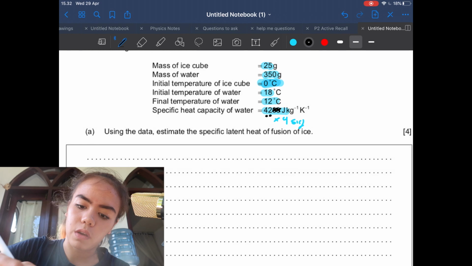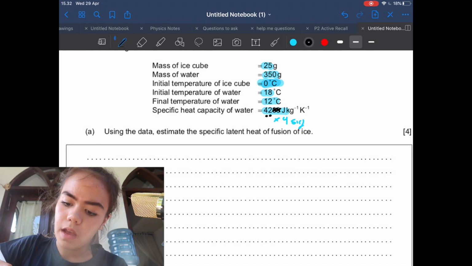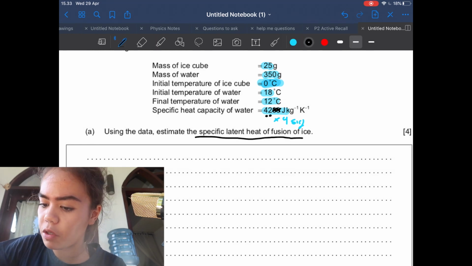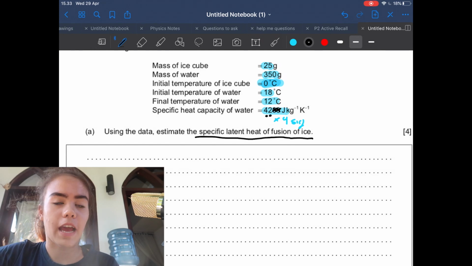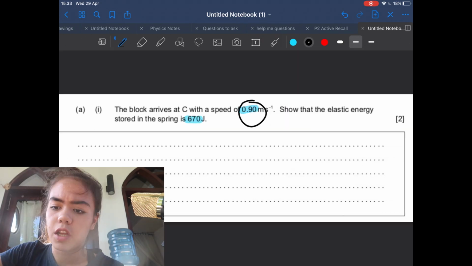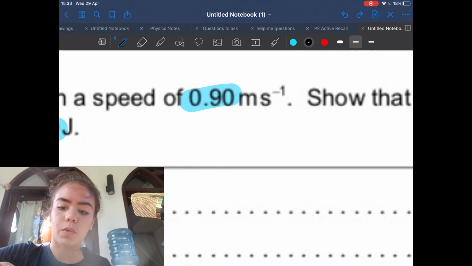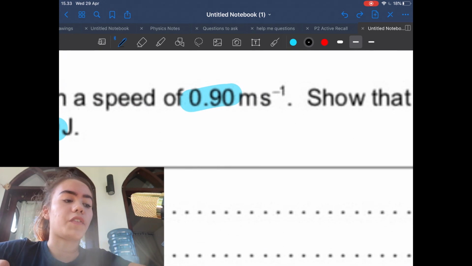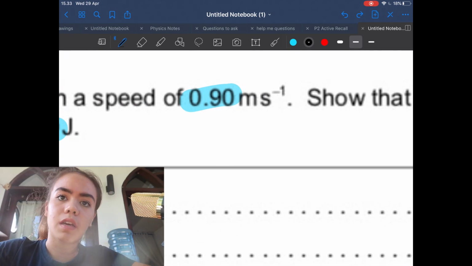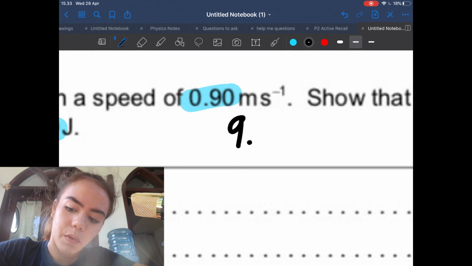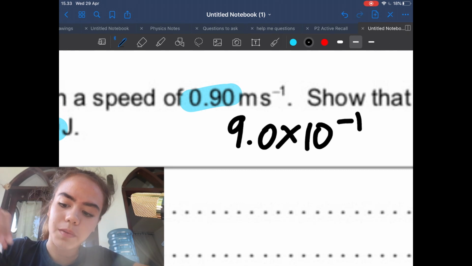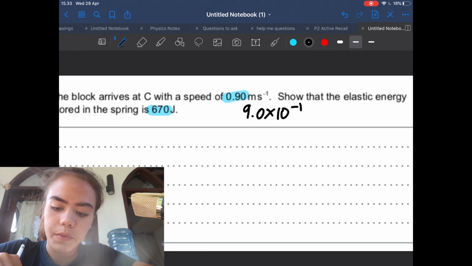So it asks for the specific latent heat of fusion of ice, and you're going to have to give that in 2 significant figures. So how many significant figures is this? Well, that's actually not 3 significant figures. That's 2 significant figures. In scientific notation, it would be 9.0 times 10 to the minus 1. That's 2 significant figures.